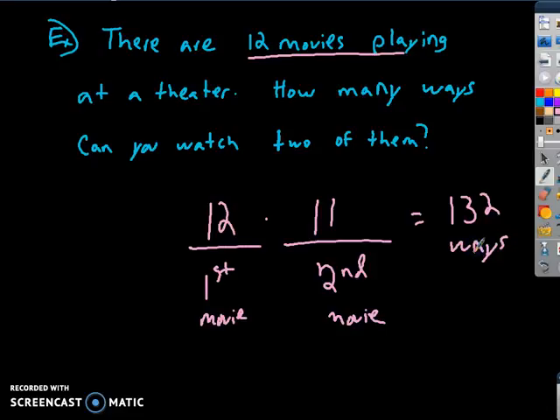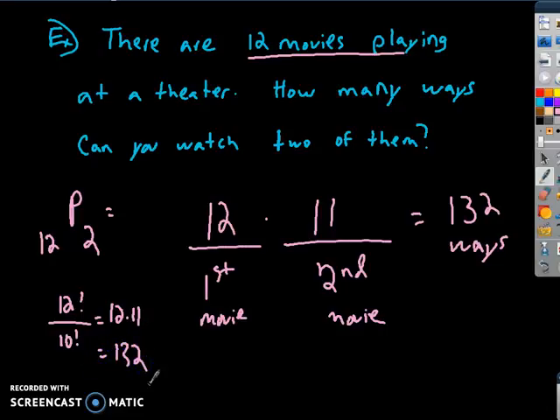If you thought about this as a permutation, this is a permutation of 12 choose 2, which is equal to 12 factorial divided by (12 minus 2) factorial, so that's 10 factorial, which you should find to be 12 times 11, which is 132. Going on, new example. But as always, copy anything down that you didn't already know and make sure to take a note.